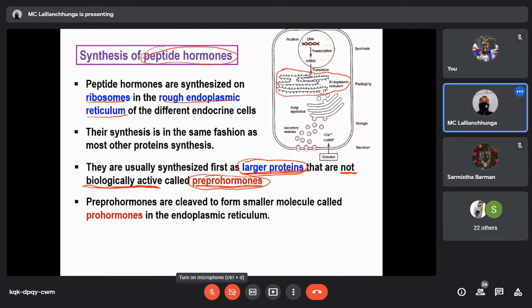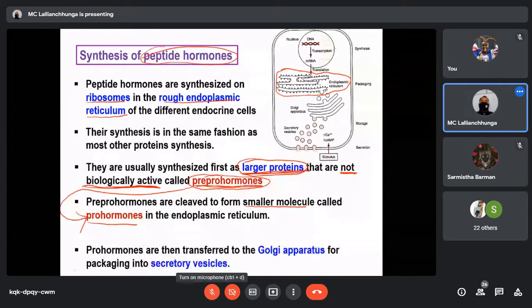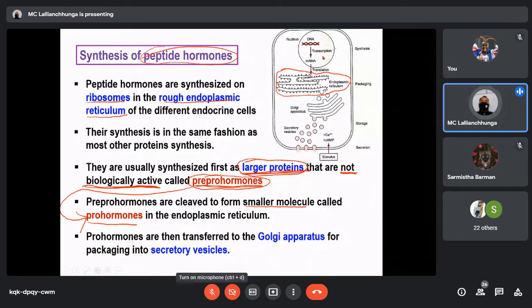Then these pre-pro hormones are cleaved or broken to form a smaller molecule called the prohormone. So pre-pro hormone becomes prohormone. Here you see in this diagram, inside the ribosomes, it is synthesized as pre-pro hormone up to prohormone. Then from the endoplasmic reticulum, a vesicle containing this synthesized prohormone will be pinched off and transferred into the Golgi apparatus for packaging into secretory vesicles.